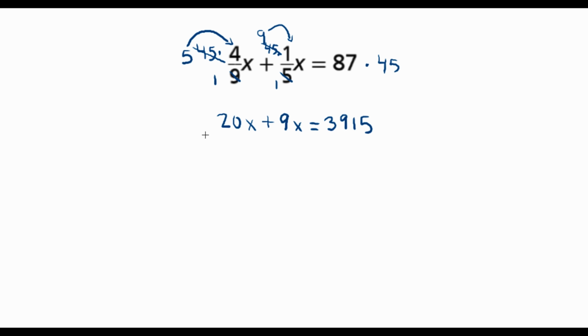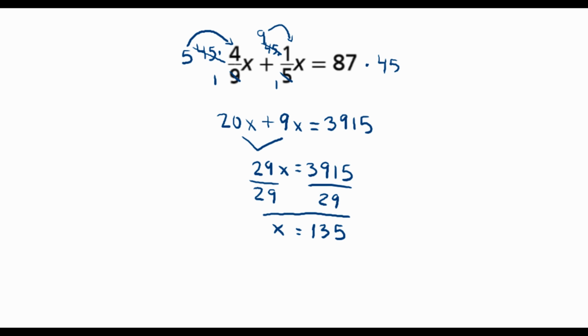Okay, but again, we were able to get rid of the denominators by using the common denominator, or common multiple, of 9 and 5, which was the 45. Let's go ahead and combine like terms here. So this will give us 29x equal to 3,915. Divide both sides by 29. And our final answer, x, will be 135, because 3,915 divided by 29 is 135.